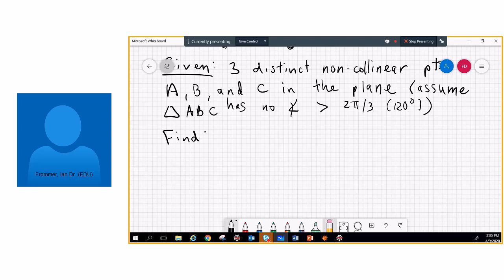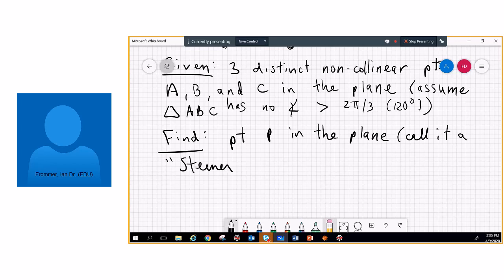So given all that, we're going to find a point, we'll call it P, in the plane. We'll call it a Steiner node. And we're going to hear back from Justin Steiner if there's any relation there. I wouldn't be surprised. Anyway, such that, oops, I just changed color by accident.